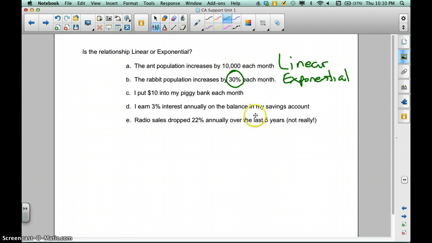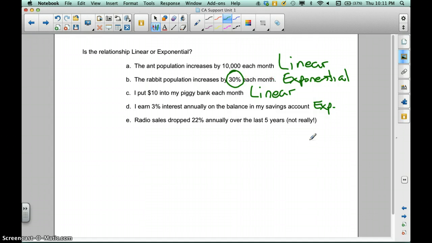You try C, D, and E. Go ahead and pause the video, and when you come back, we'll see how you did. $10 in a piggy bank each month. The change is constant, $10 every month. It's linear. Earning 3% interest annually, 3% of the balance. Well, the balance could change every month because the 3% from the last month then went in. And so this one is exponential.